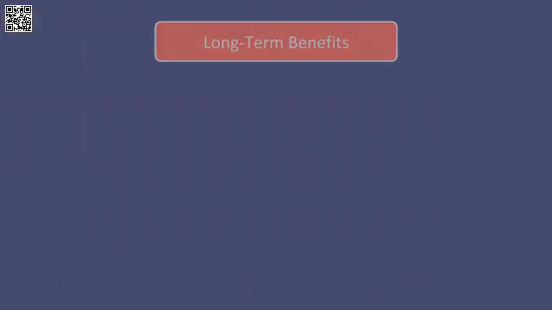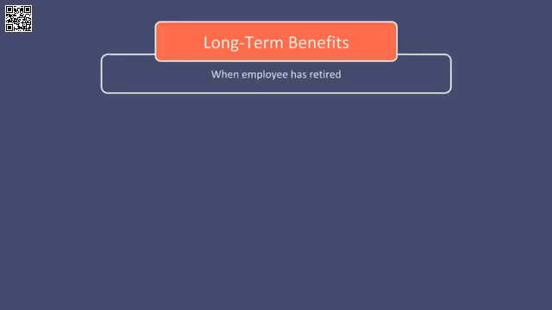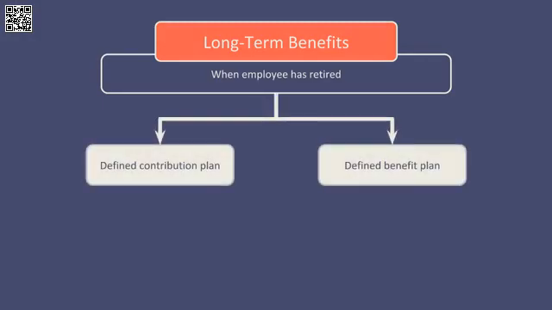Long-term benefits. So that's the short-term benefits. What about the long-term ones? Many of these are actually for when an employee finishes working with an organisation. These are usually referred to as pensions and will provide an income for their retired workers. There are two types: defined contribution plan and defined benefit plan.